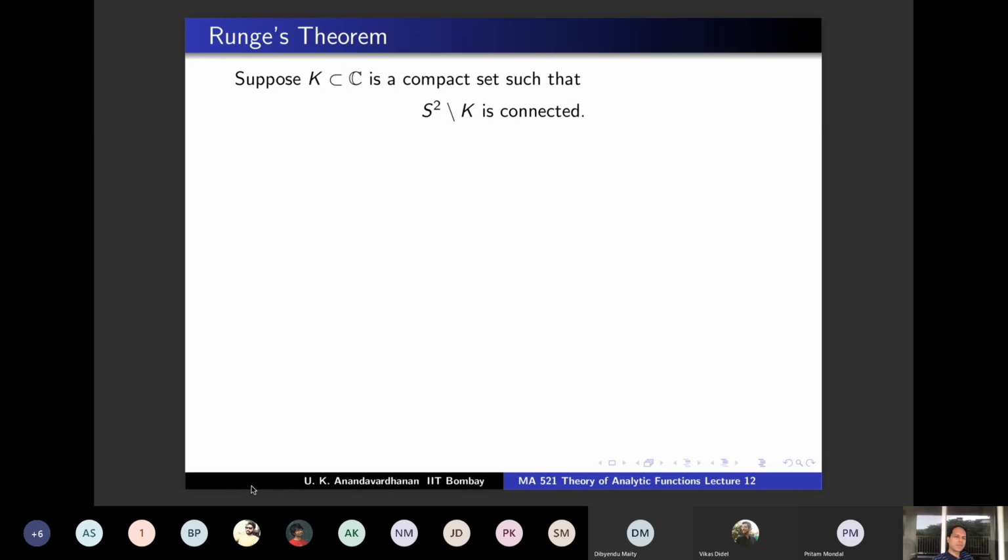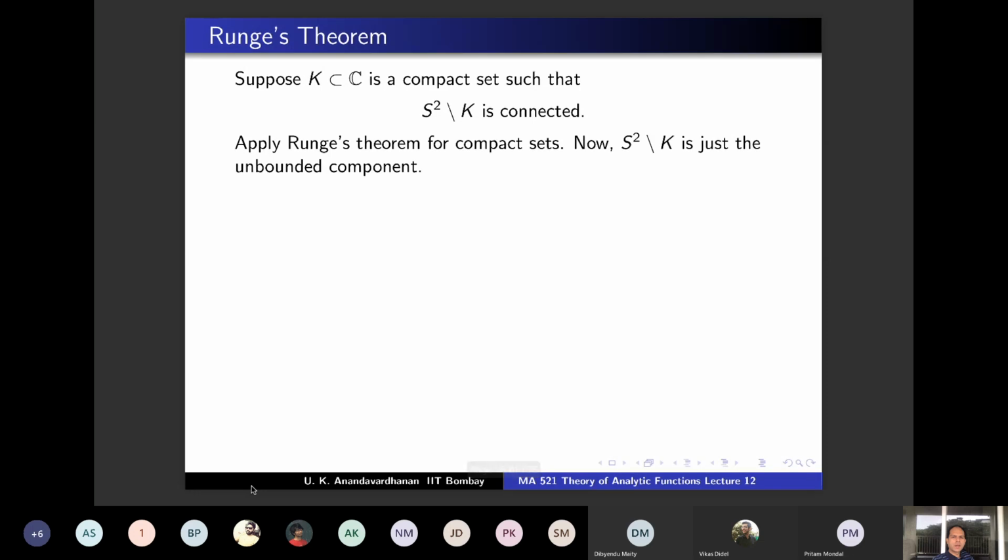So assume S^2 minus K is connected. We will see later that this is the same as saying K is simply connected, but that's later. So assume now that there's only one component of S^2 minus K, and in that case, we can apply Runge's theorem. S^2 minus K, of course, has the unbounded component. So if it has only one component, it is just the unbounded component. And the set A is a singleton, and this point is any point from the unbounded component.